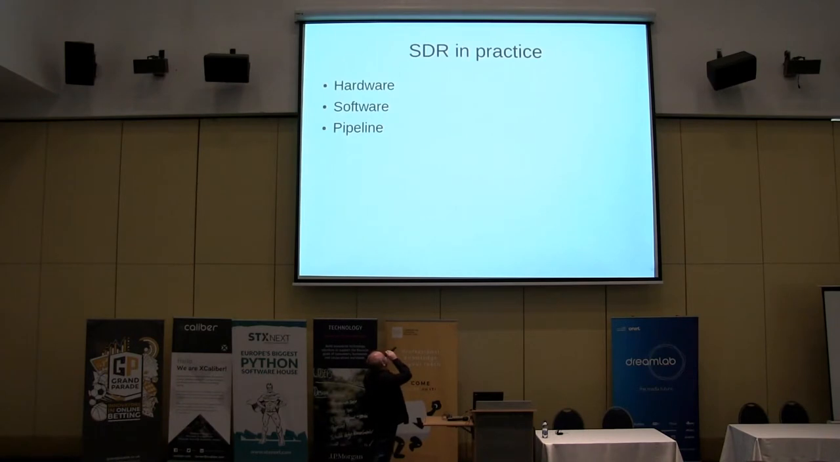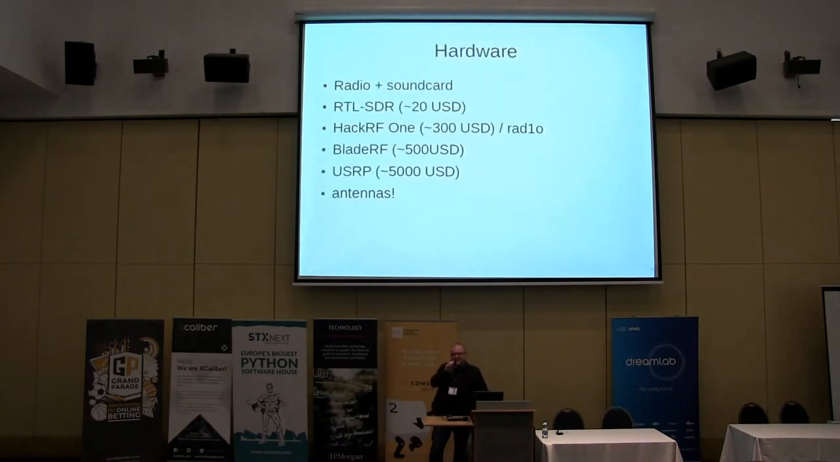What's next? The interesting part. So let's say you want to receive some radio signals. You obviously need some hardware, some software, and how to put it together. In case of hardware, you can start pretty cheaply. Either you can buy a $20 receiver, it's really cheap, and it works, kind of. You have to know its limitations. It's not professional, it will not be very accurate, but it works.